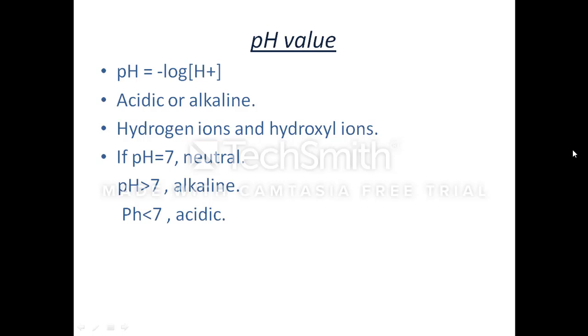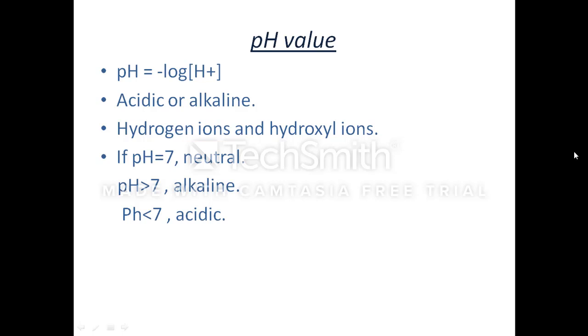Now, the pH of water. If the pH is equal to 7, water is neutral. But if it is greater than 7, water is alkaline. And if the pH is less than 7, water is acidic. The alkalinity of water increases from pH 7 to pH 14, and the acidity of water increases from pH 7 to pH 0.